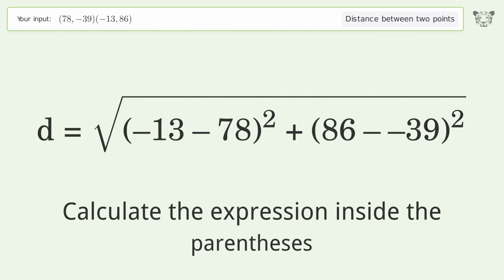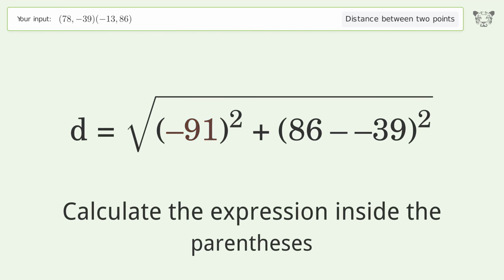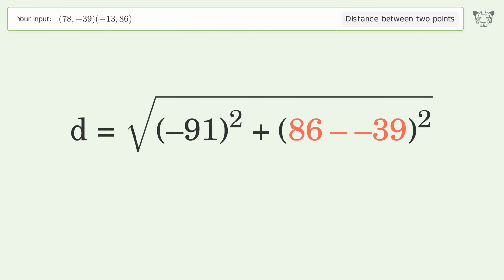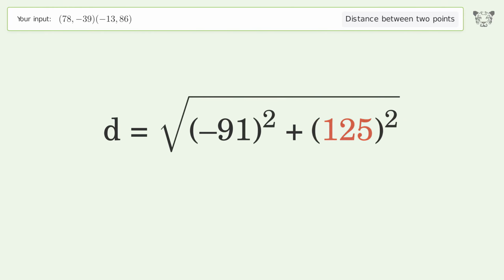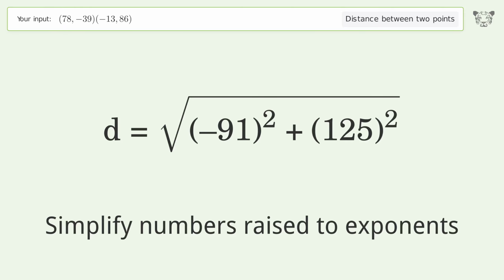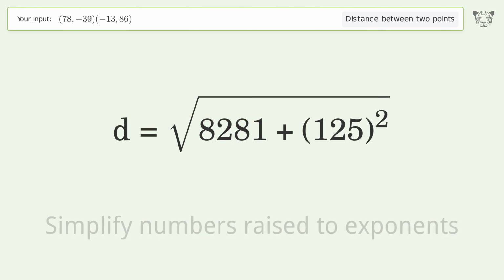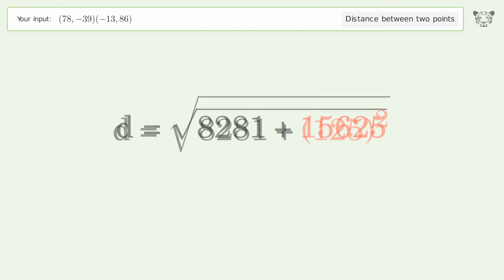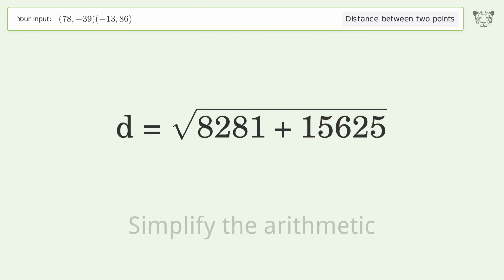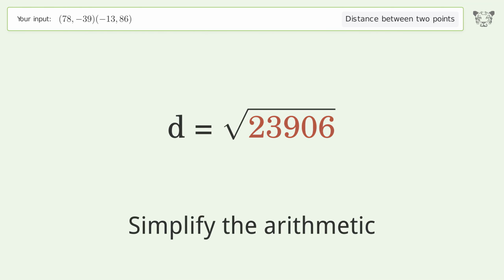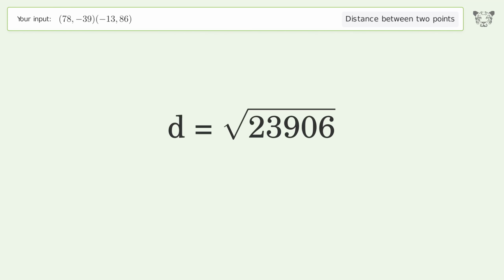Calculate the expression inside the parentheses. Simplify numbers raised to exponents. Simplify the arithmetic. And so the distance between the 2 points is the square root of 23,906, or 154.616.